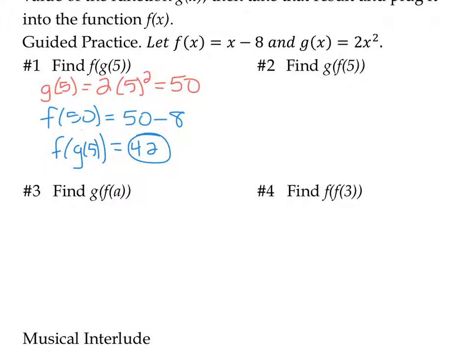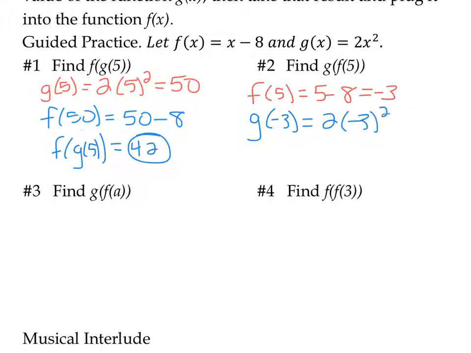So in the next example, we're going to find f of 5. So f of 5 is equal to 5 minus 8, which is negative 3. So that means now we're going to take g of negative 3. And that's 2 times negative 3 squared. Negative 3 squared is 9. Positive 9 times 2 is 18. So that would be our function value for this composition, g of f of 5. Again, we start with the inside function, get that value, plug it into the outside function.